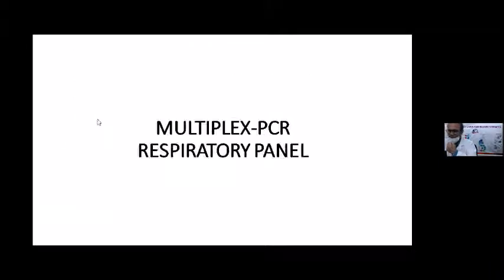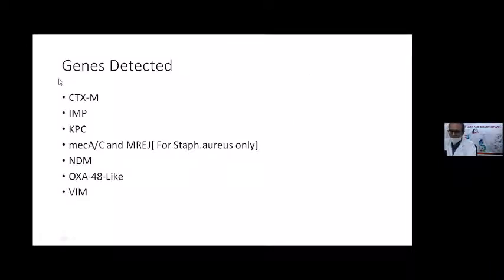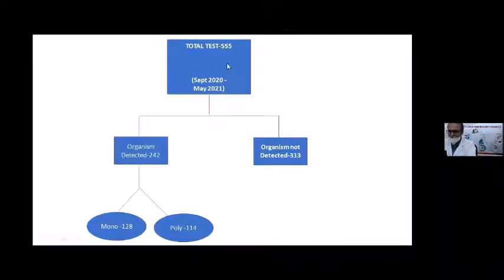Now here is our data. We are detecting various genes, CTXM, VIM. Now look carefully: the number of tests done from September till May was around 555. In 313 patients in critical stage, we should not directly jump to carbapenem, because in this group carbapenem is not warranted at all. Once the biopsy report is negative and no organism is detected, we should de-escalate with immediate effect, if the patient is not in septic shock. In 242 we detected some organism.